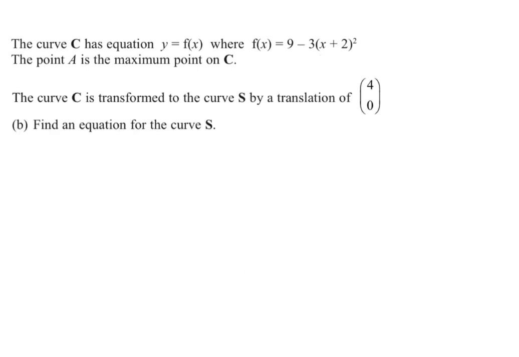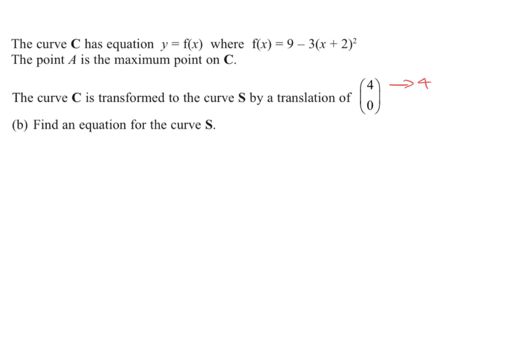Now in the second part, it says that curve C is transformed to curve S by a translation of (4, 0). So (4, 0) means that we're going to move to the right 4, but we are not going to move up or down. If you remember, when we are moving a graph to the right, we are taking away within the function. Sounds a bit counterintuitive, but that's what we have to do. If we added inside the function, we would move to the left.